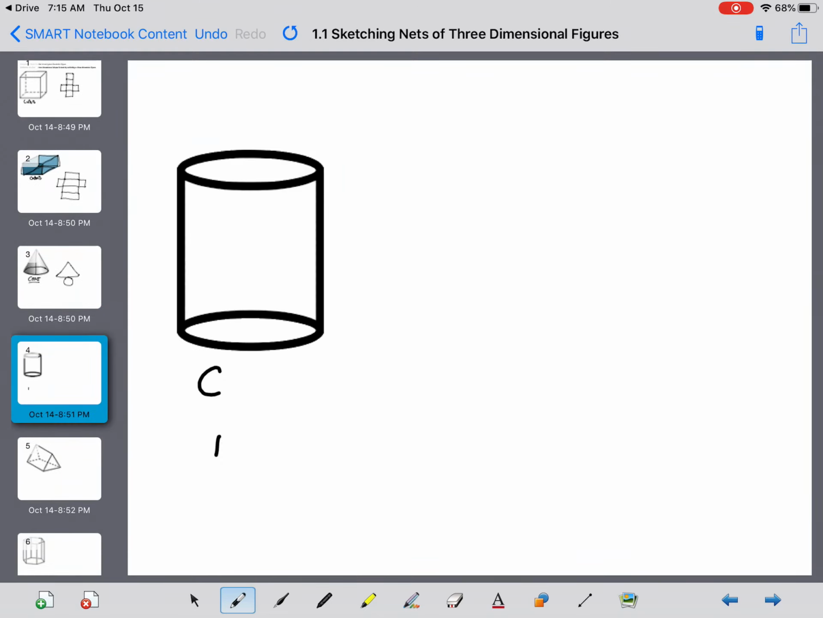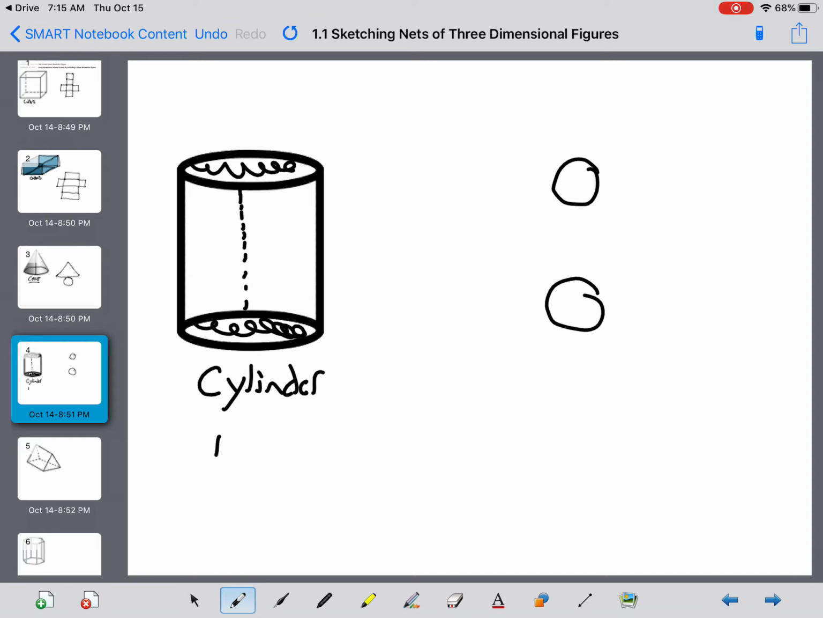Next one, we should know this one. Cylinder. A cylinder has a base of a circle and the top of a circle. So now I need 2 circles. 1, 2. And again, if I was to cut the side of this cylinder and unravel it, it would actually become just a rectangle.